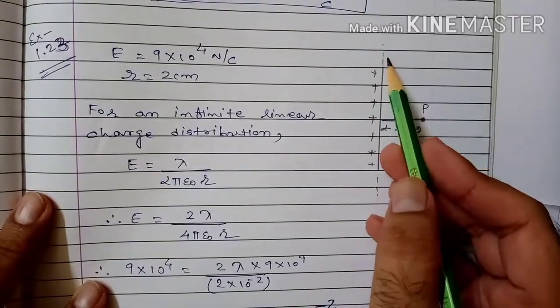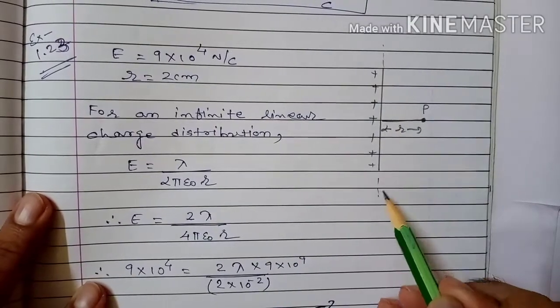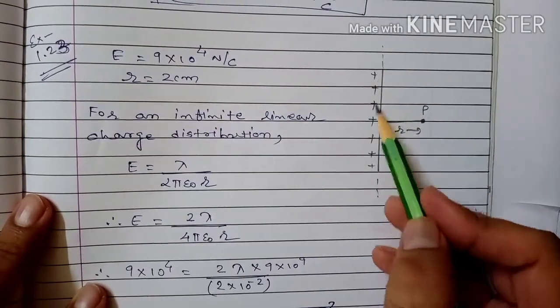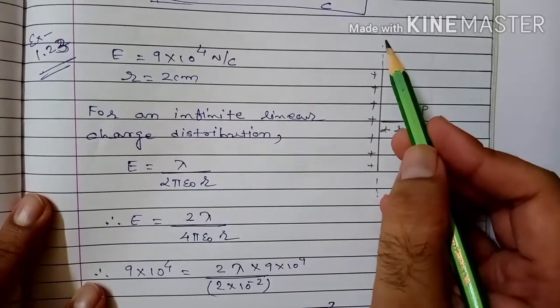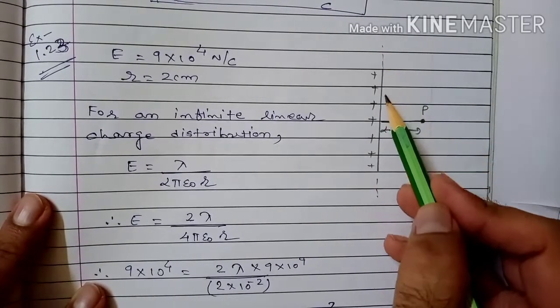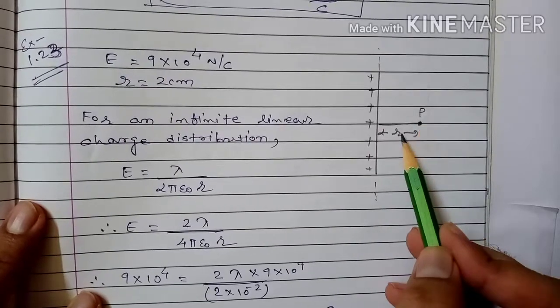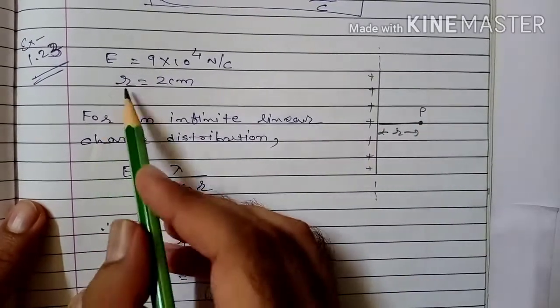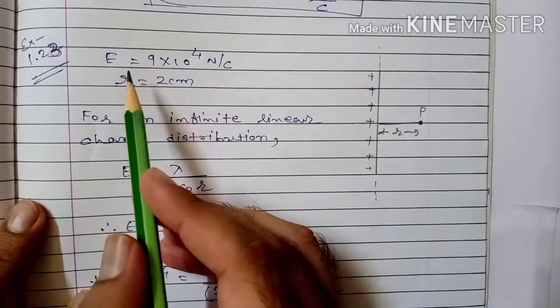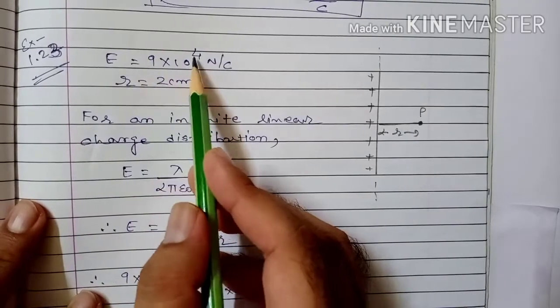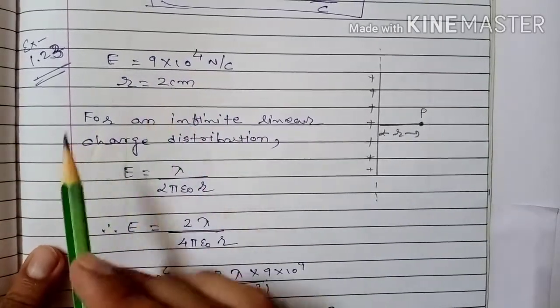Here I have taken one wire that is positively charged. This is an infinitely long uniformly charged wire, and point P is at a distance r, where r is equal to 2 centimeter. Electric field is given to us, 9 into 10 raised to 4 Newton per coulomb at this distance.